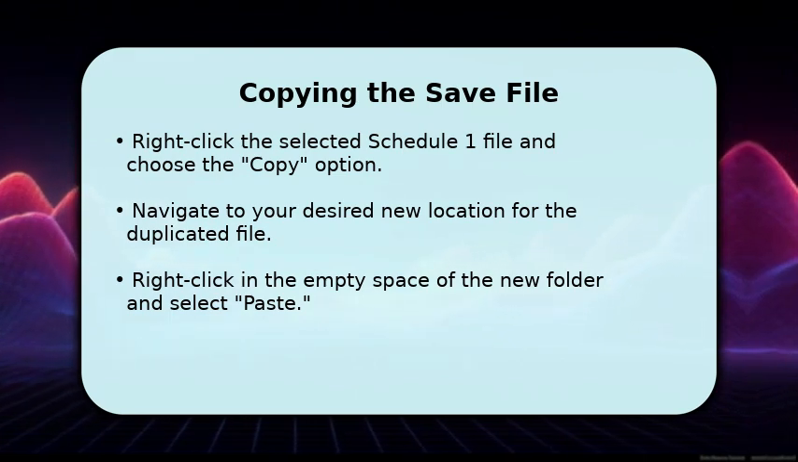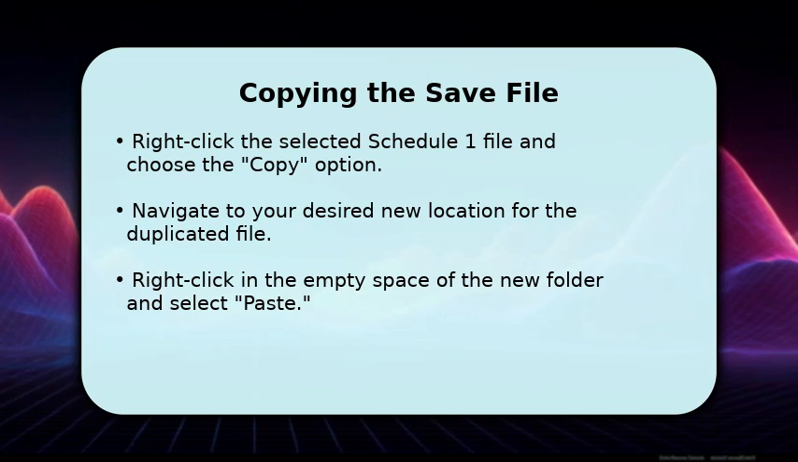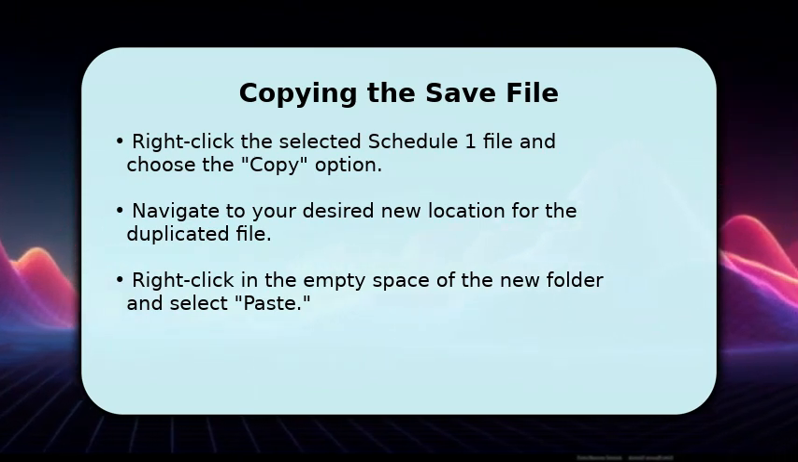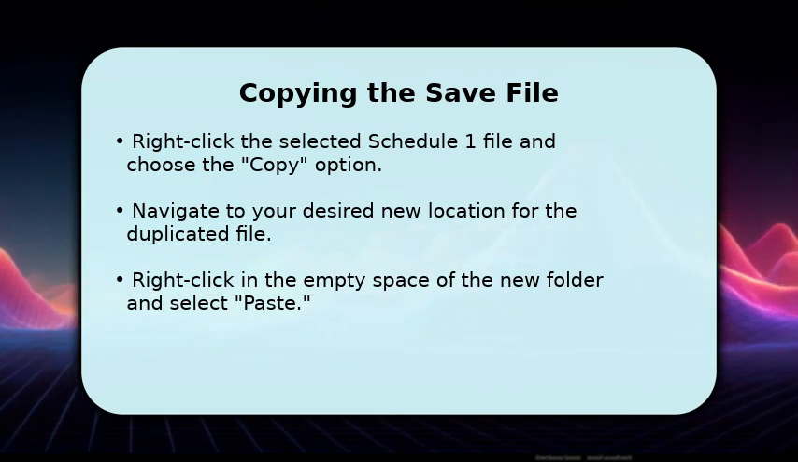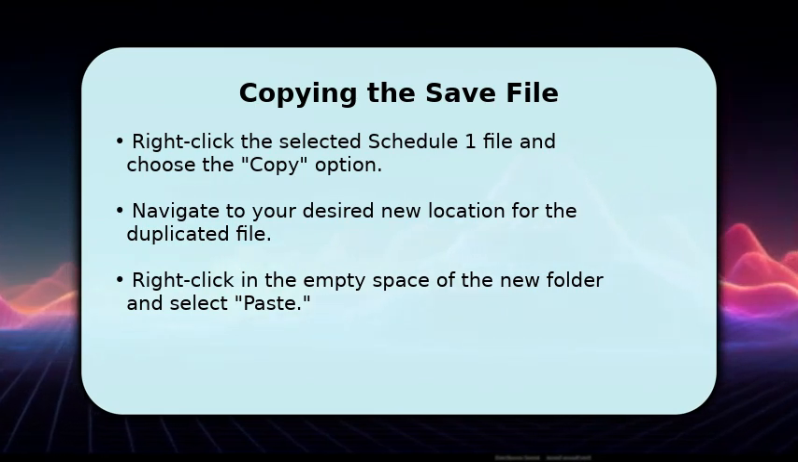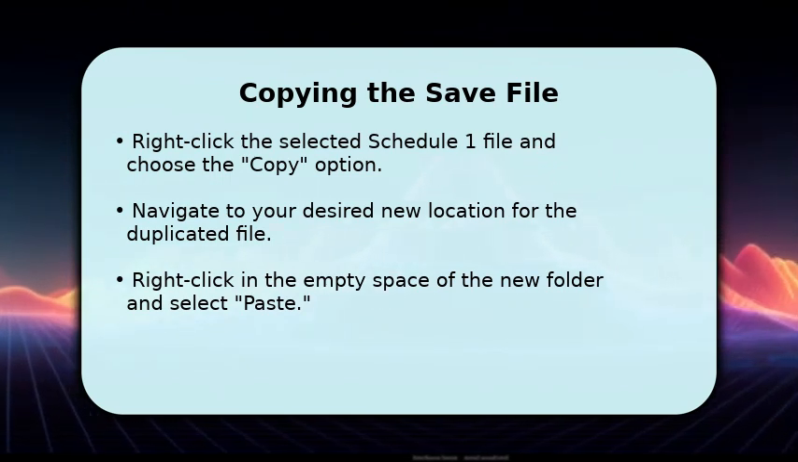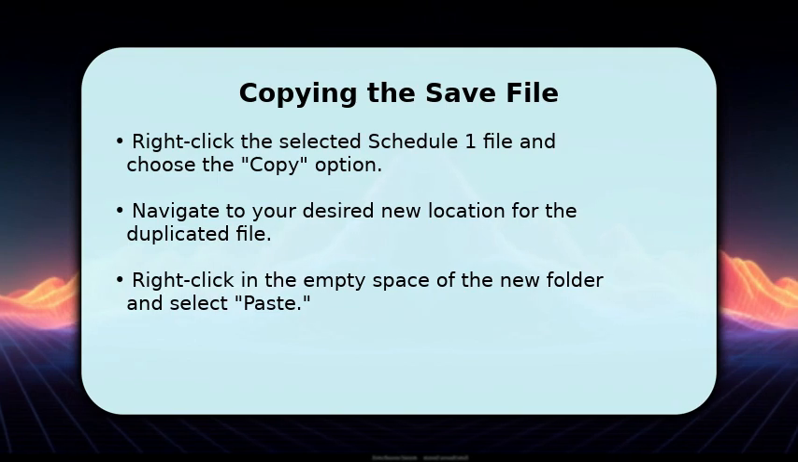Next, decide where you want to store the duplicate. This could be a separate folder for backups or a new subfolder for different versions. Navigate to that new location, right-click in an empty area and choose Paste. You now have an exact copy of your original file, ready for further use.